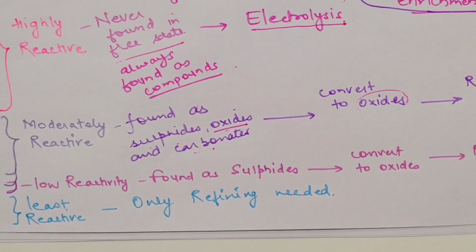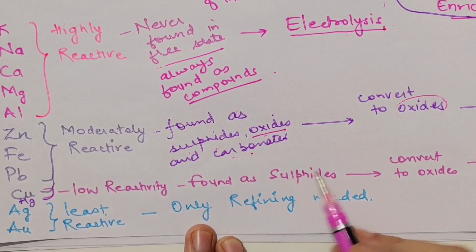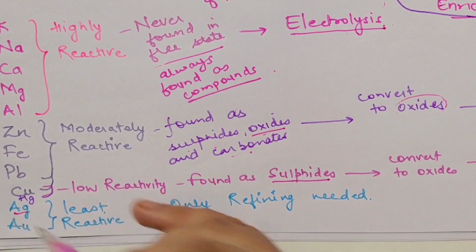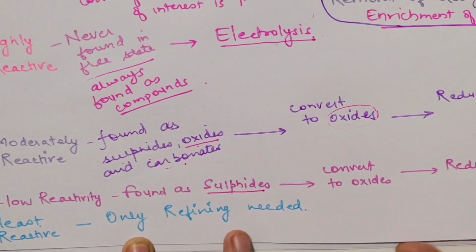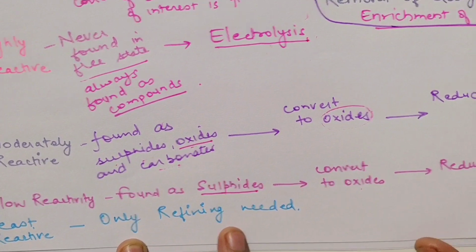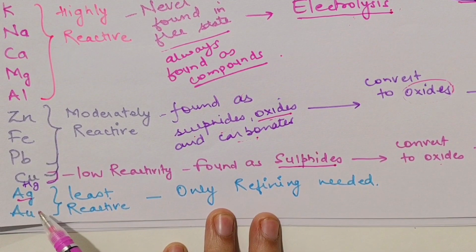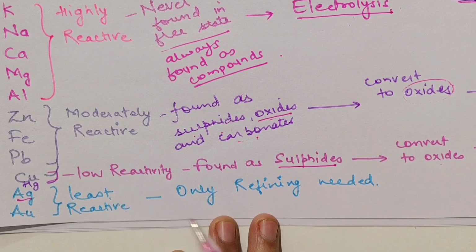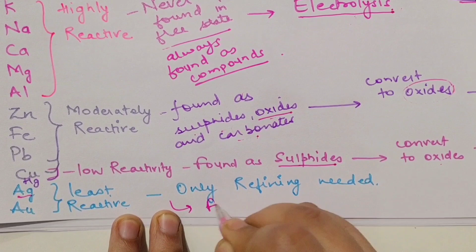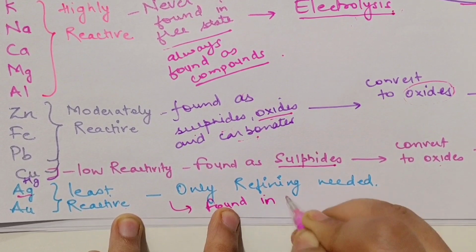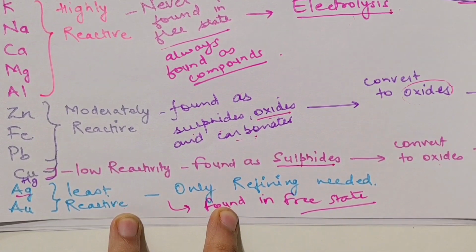When we talk about low reactivity metals, such as copper and mercury, they are usually found as sulfides. Even silver, if not found in free state, is found as sulfide. They also need to be converted to oxide and then reduction happens. Gold, platinum, and silver are least reactive. They are mostly found in free state, so they only need to be refined.